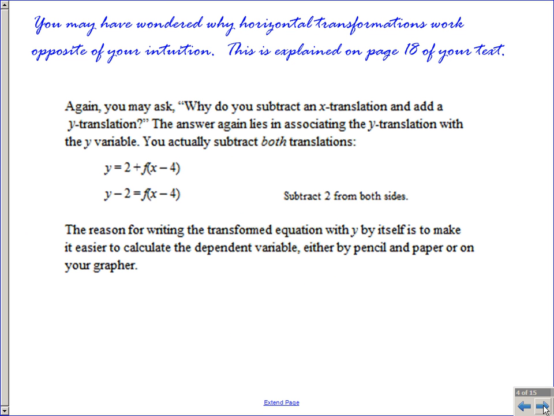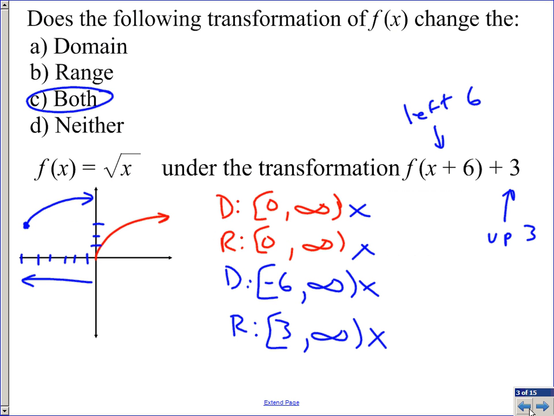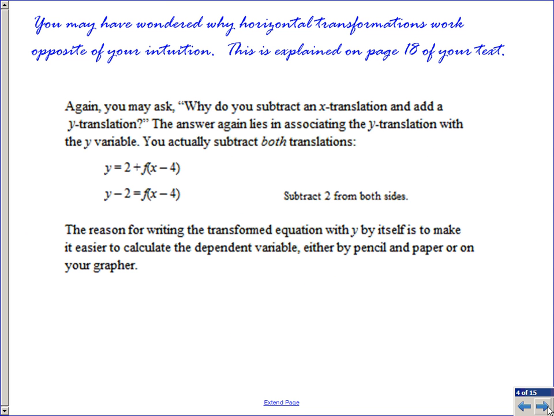Moving on to the next example. Actually, let's discuss a little bit. In the previous example, we had a translation left 6, but the function had an x plus 6 in the function. And some kids get confused on why that is. It's a good question. The book on page 18 discusses some of the algebraic reasons for that. So if you want to take a moment, you can take a look at that and we can follow up in class with some questions.